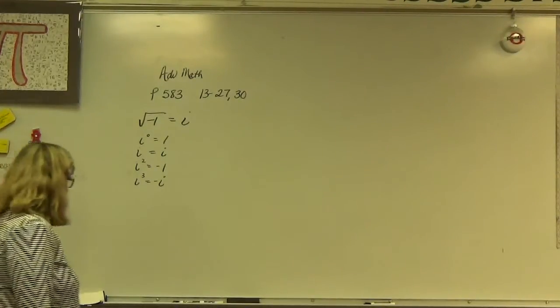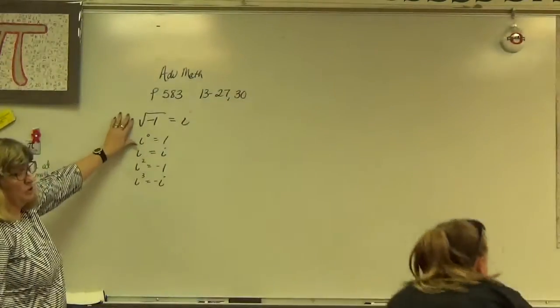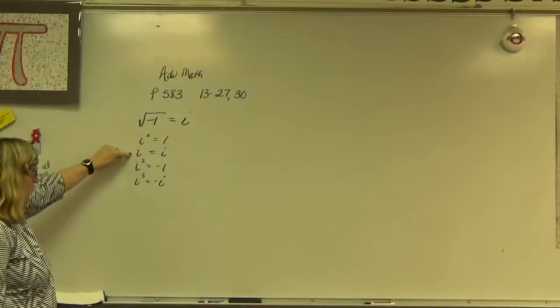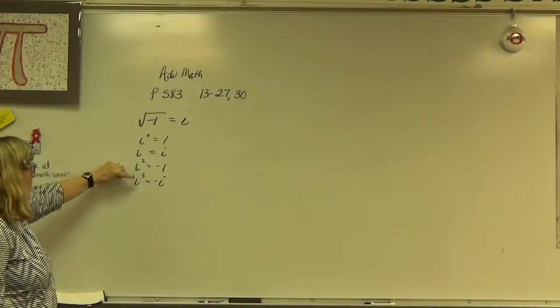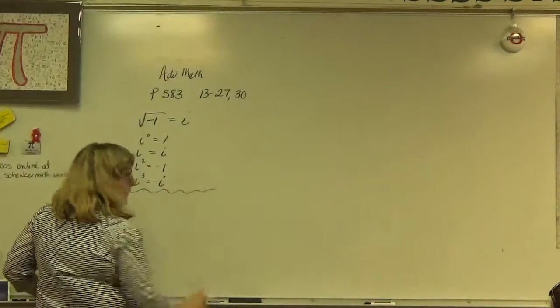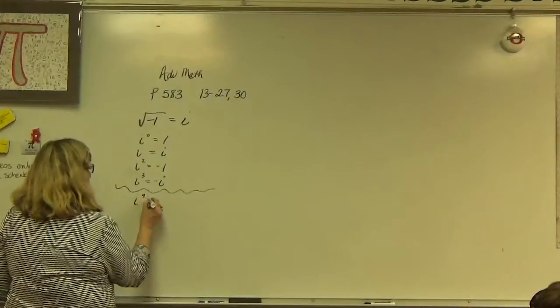Okay, so first, we know by definition the square root of negative 1 is i. We know i to the 0 is 1, i to the first is i, i to the second is a negative 1, and i to the third is a negative i. You probably did this back in Algebra 2 and at the first of this year when you did college algebra, but could you figure out what i to the fourth is?